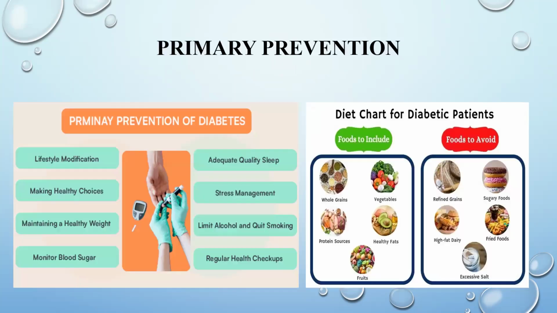The focus of primary prevention of diabetes is on lifestyle modification: making healthy choices in diet, maintaining a healthy weight, monitoring blood sugars regularly, adequate quality sleep, stress management, limiting alcohol, quitting smoking, and regular health checkups. The diet chart for a diabetic patient should include whole grains, vegetables, protein sources, healthy fats, and fruits, while he should avoid refined grains, sugary foods, high fat dairy products, fried or processed foods, and excessive salt.